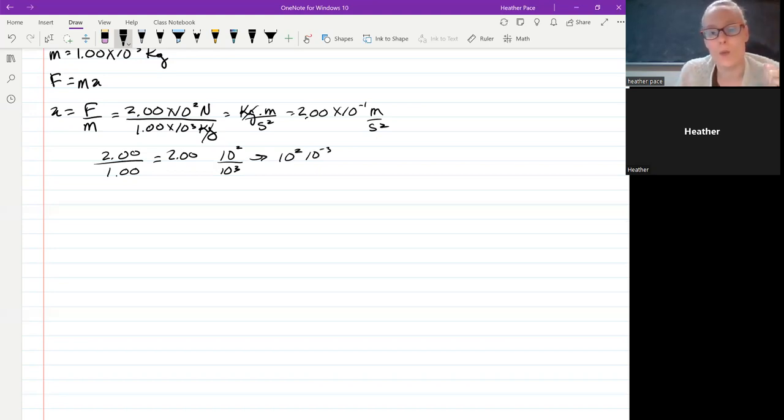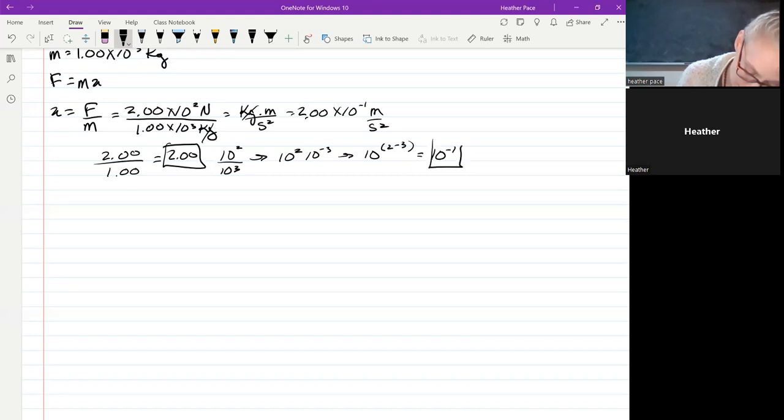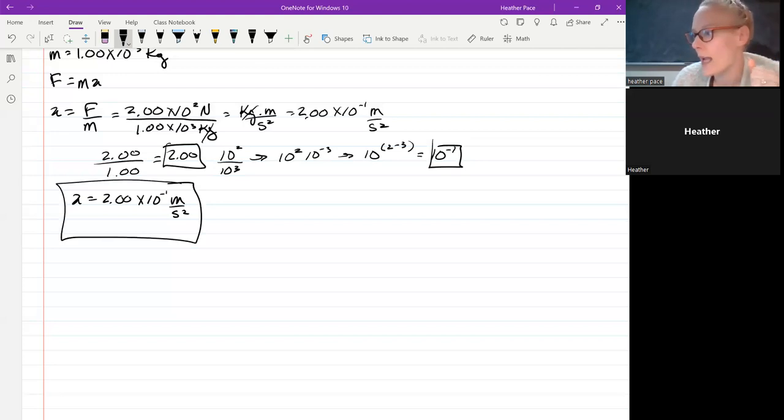And we know that when we are multiplying exponents, we add them. So this is really just 10 to the 2 minus 3, and we get 10 to the negative 1. So you get this and you add this. So our acceleration is 2.00 times 10 to the negative 1 meters per second squared. All right, so that is our A.